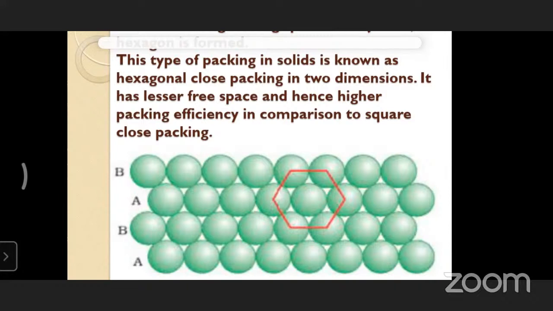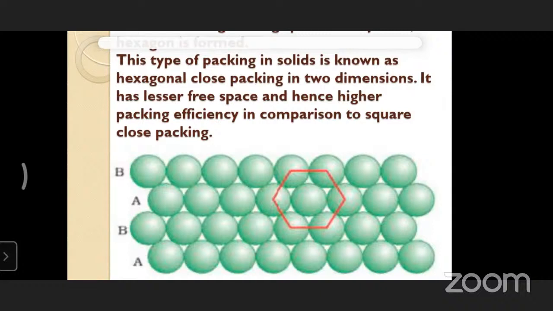And the coordination number: this atom is coordinated with how many atoms? 6 atoms. Because of that reason, the coordination number of this atom will be 6. Similarly, you can take this atom also. This atom is coordinated with 1, 2, 3, 4, 5, 6. Any atom you take, we will definitely get the coordination number 6.